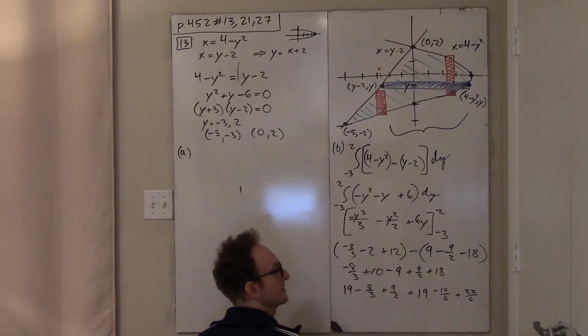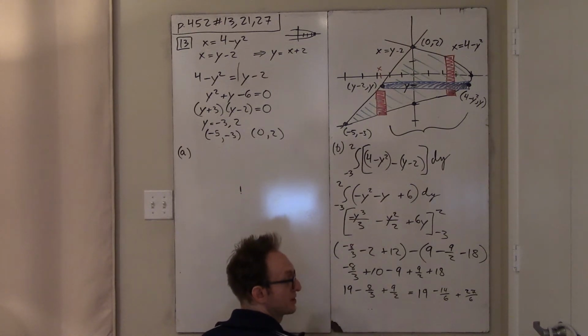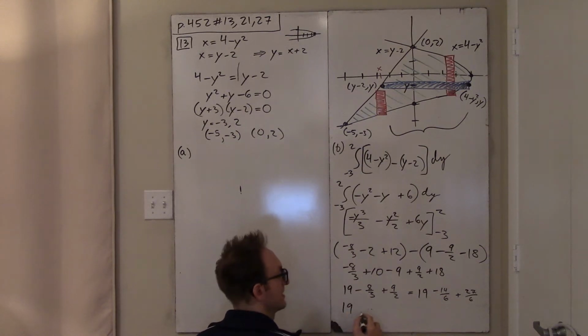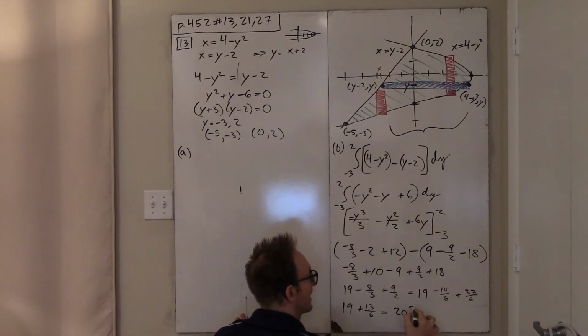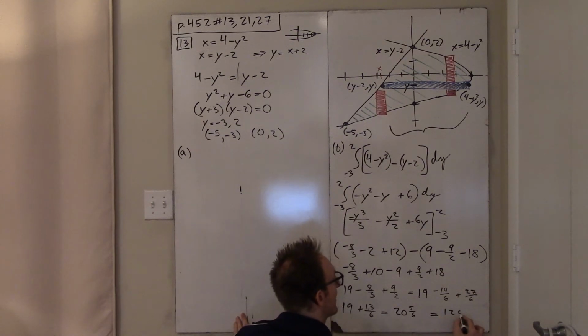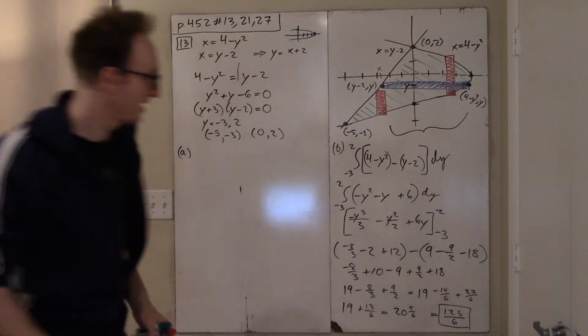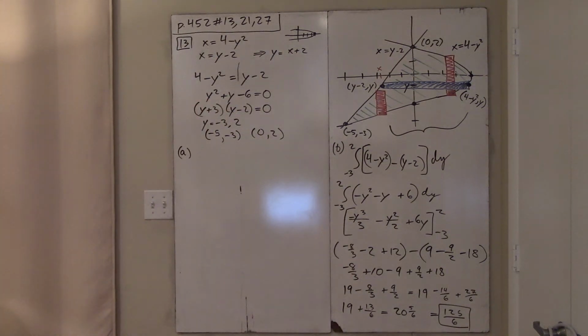What am I talking about? Multiply by 3 over 3, yeah. So that's 13 sixths. So this is 19 plus 13 sixths. So that's 20 and 5 sixths. I don't know why I'm suddenly doing mixed numbers, but this is 125 over 6 is my hope. My hope is that that is the right answer.